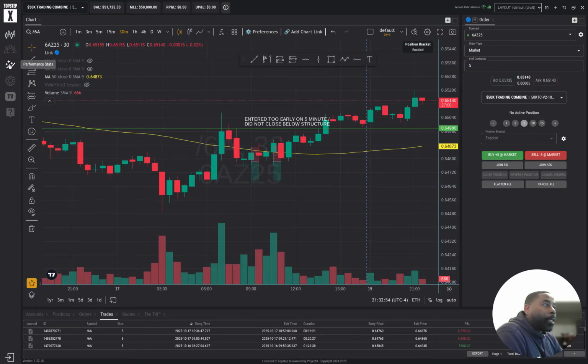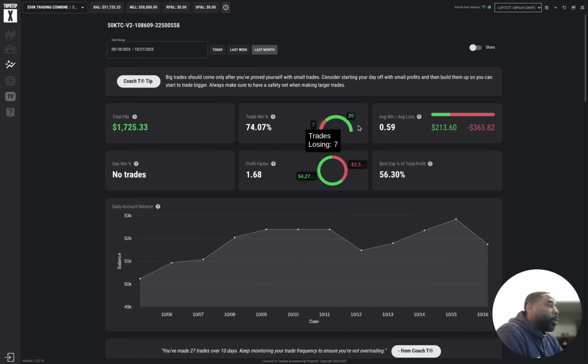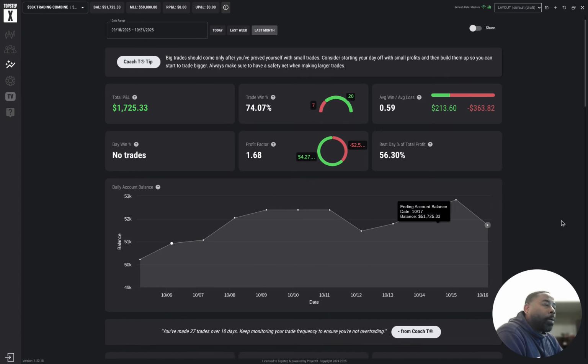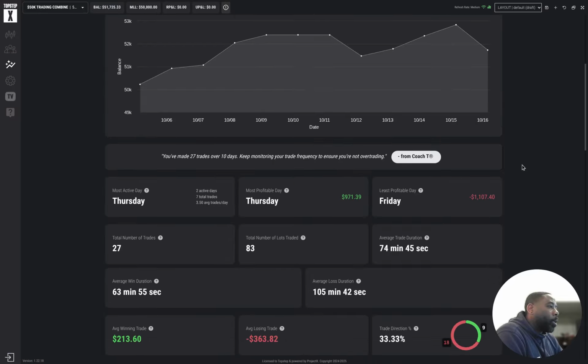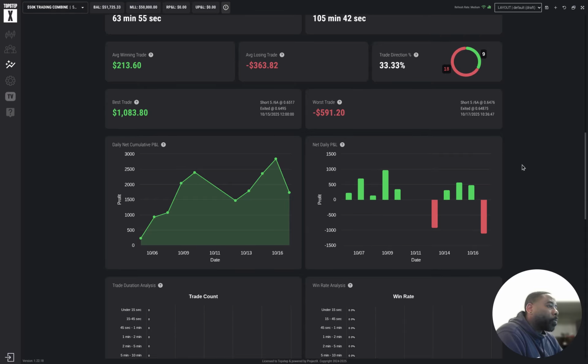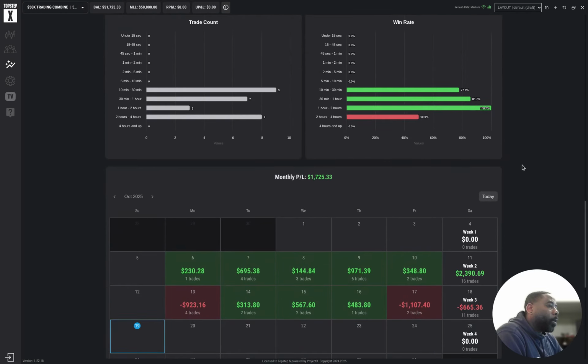And like I said, we're looking to keep this win rate going strong. 74% win rate right now, working towards the 3,000 profit goal. Looking to have another good week this week.